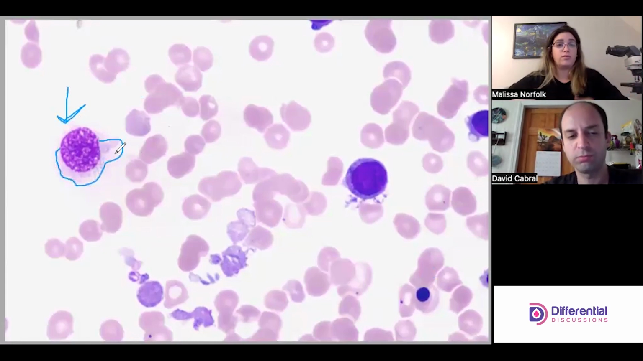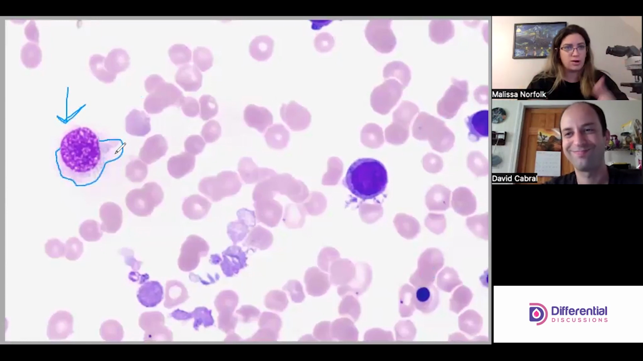So when we have micromegakaryocyte fragments, so they're megakaryocyte fragments, and we call them micro because they're small compared to megakaryocytes, which are the largest cell in the marrow. Sometimes you'll hear us call them megfrags or micromegs. We're talking about the same thing. These guys right here, these micromegakaryocyte fragments.